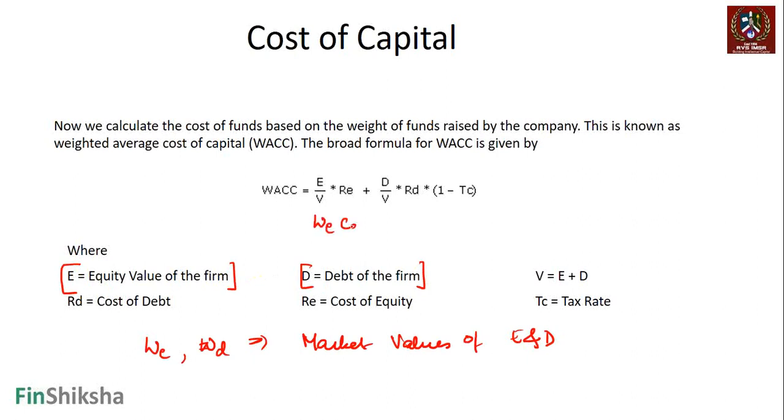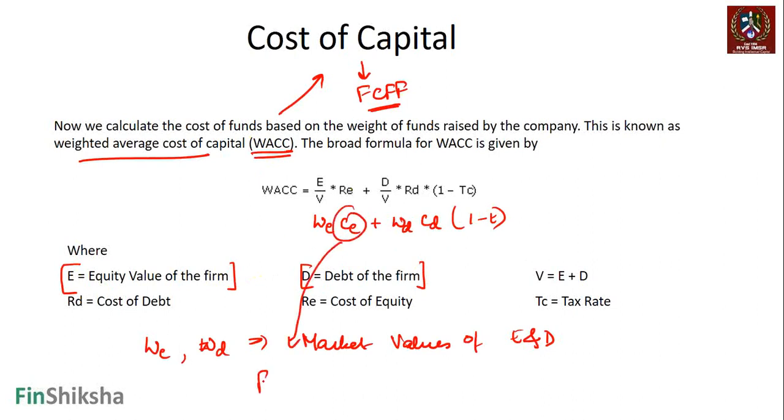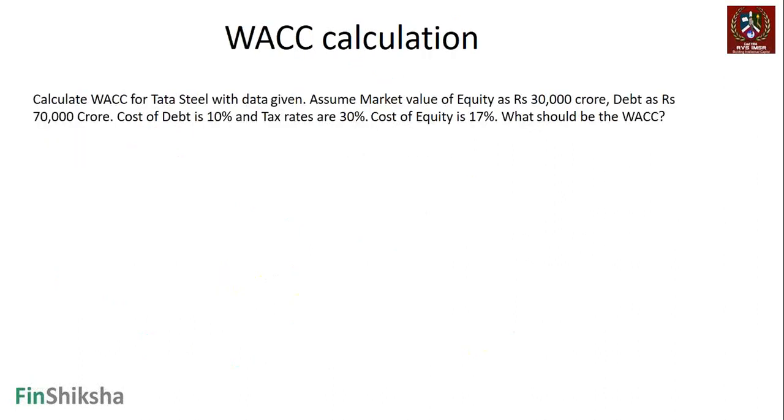So weight of equity into cost of equity plus weight of debt into cost of debt multiplied by 1 minus the tax rate. That is what is going to give me the weighted average cost of capital, or the cost of capital, which is going to be used to discount the free cash flow to firm, right? Cost of equity was for free cash flow to equity. Cost of capital is for free cash flow to firm. That's what we are basically looking at, right?